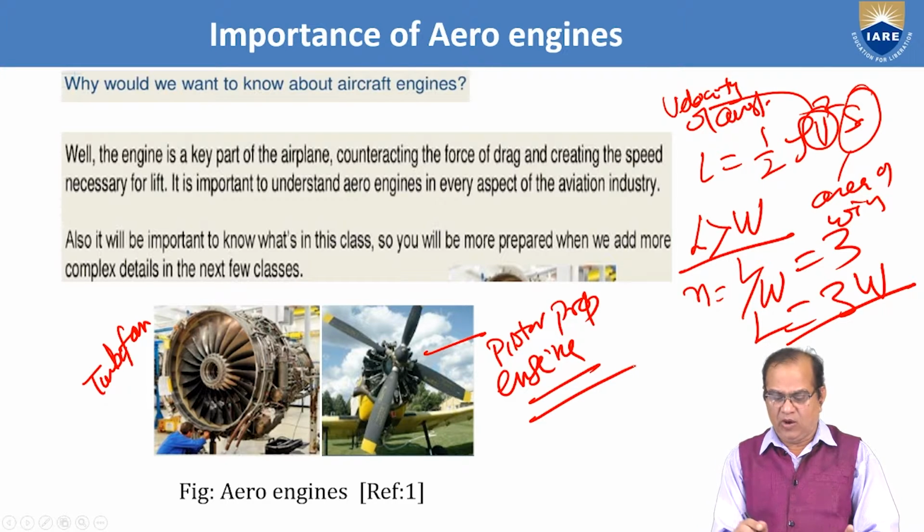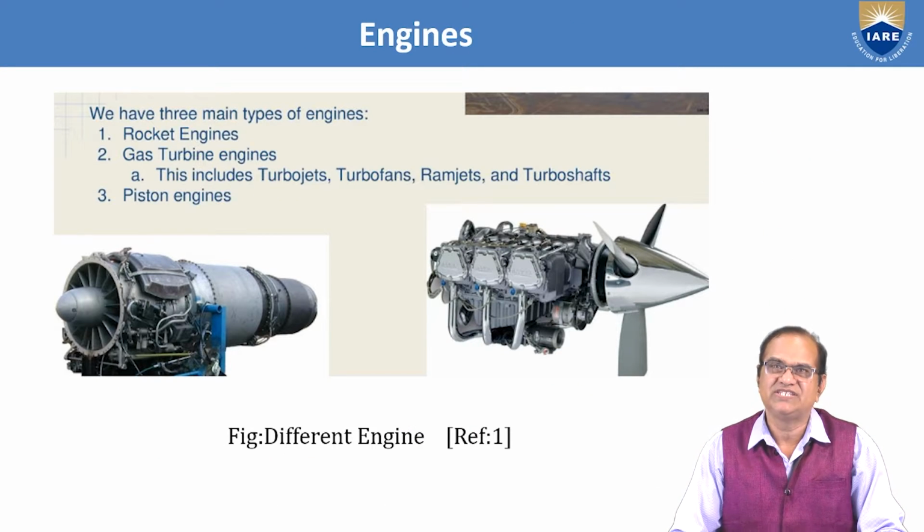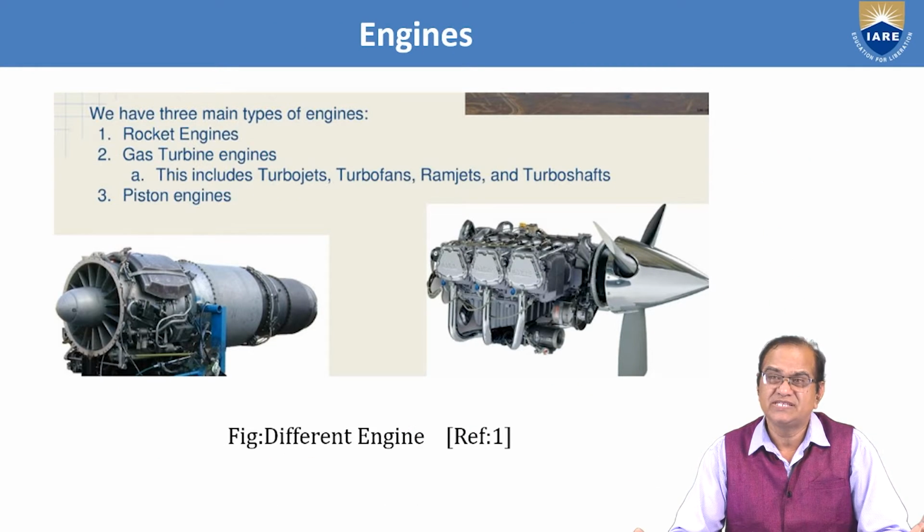So one is the piston engine, another is the turbo engine. So this we have to understand. Now engines. Engines are used for the propulsion of the aircraft.